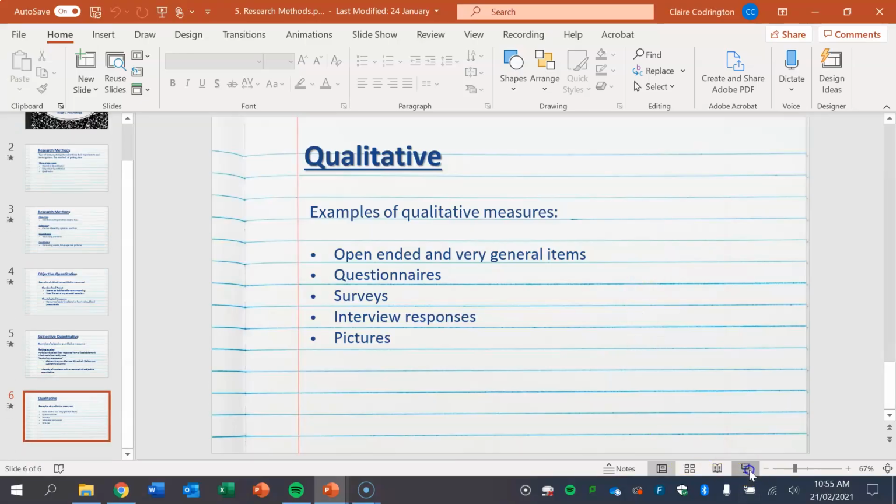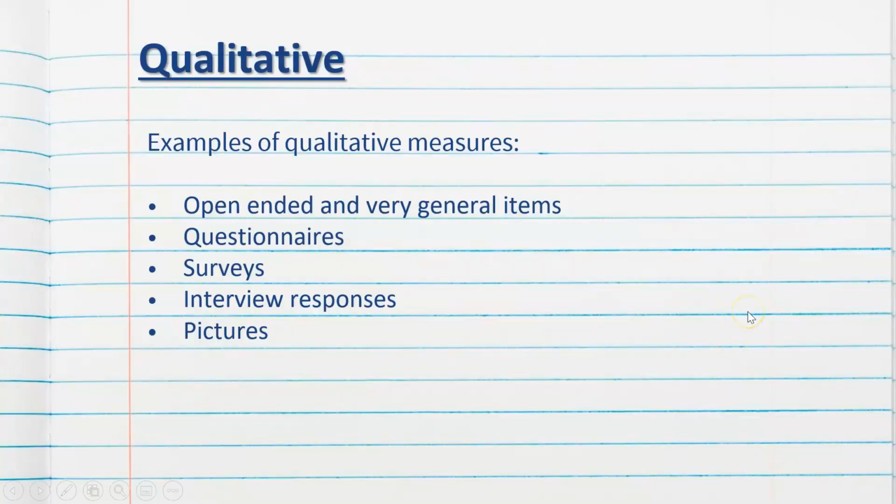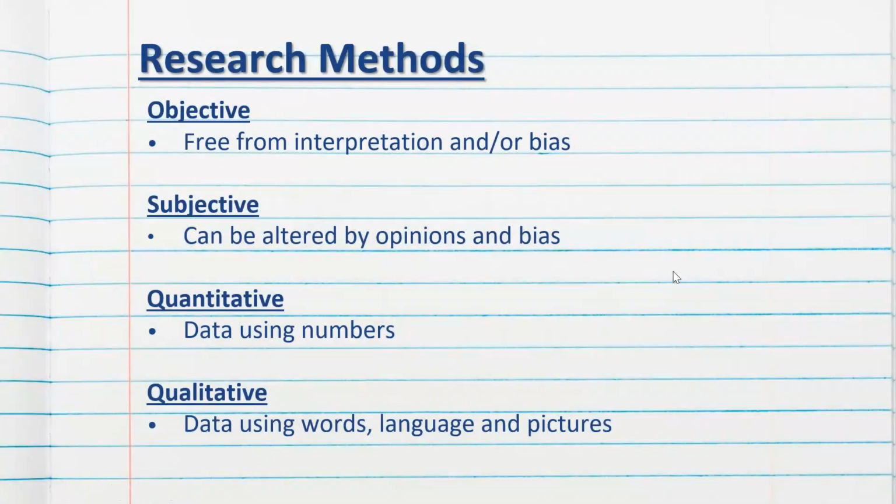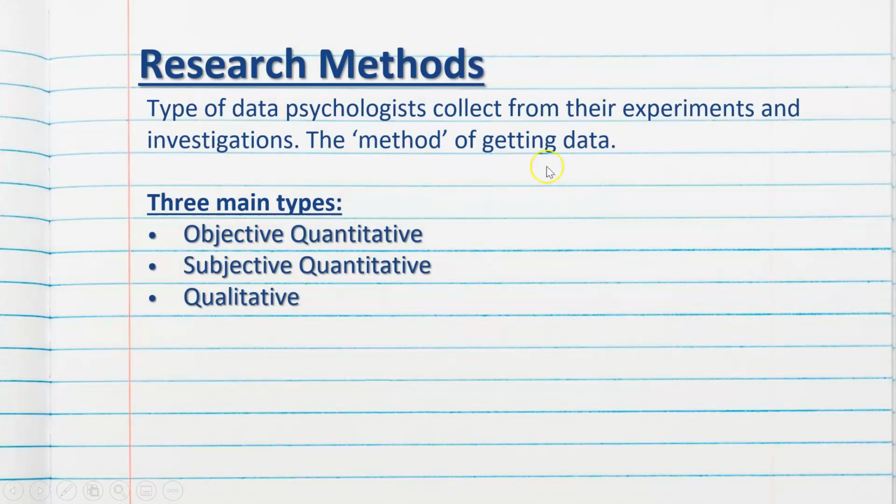So I hope you found this video useful, ladies and gentlemen. Those are the 3 types of research method. There we go. I just thought I'd scroll back to this page here. So the 3 different ways we can gather data.